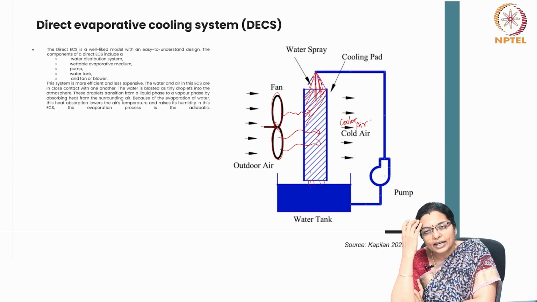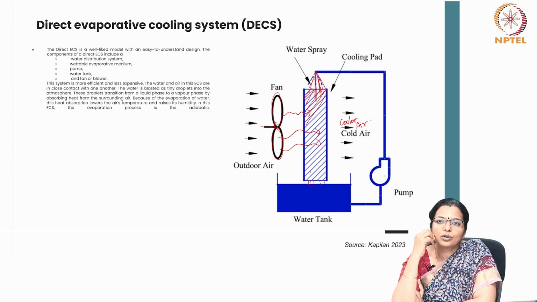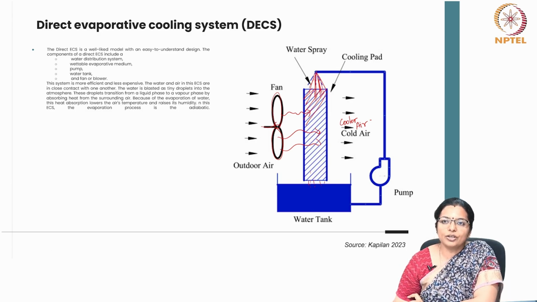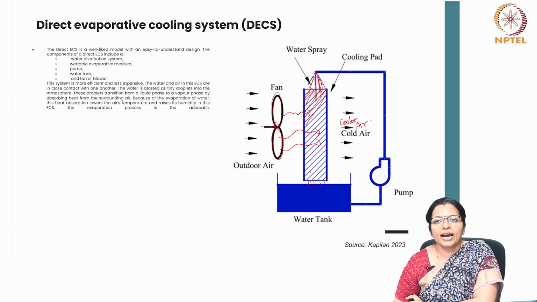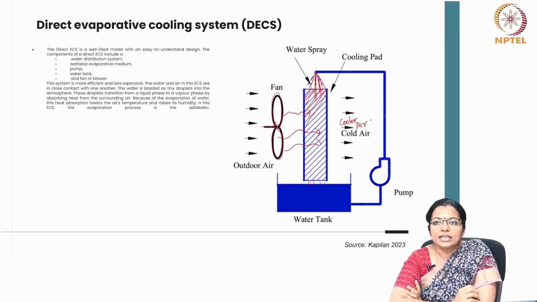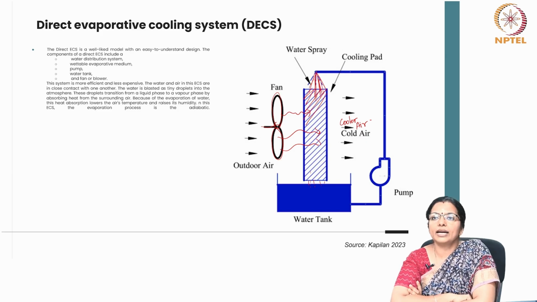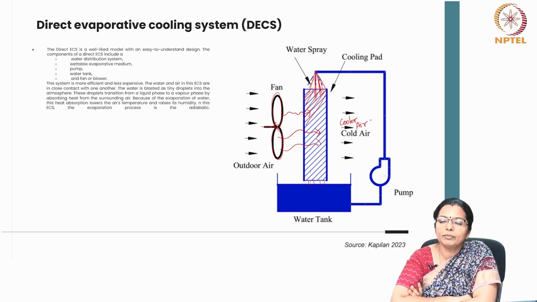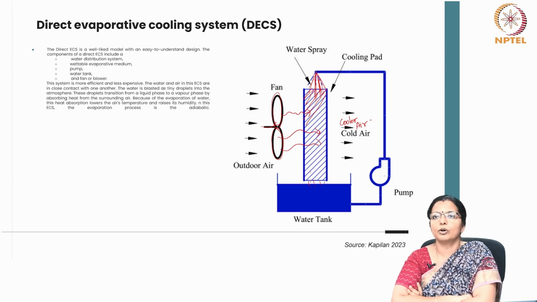The water and air in this ECS are in close contact with one another. The water is blasted as tiny droplets into the atmosphere, and these droplets transition from a liquid phase to a vapor phase by absorbing heat from the surrounding air. Because of the evaporation of water, this heat absorption lowers the air's temperature and raises its humidity, and the evaporation process is the adiabatic cooling process, and the enthalpy of the air remains constant during the process.